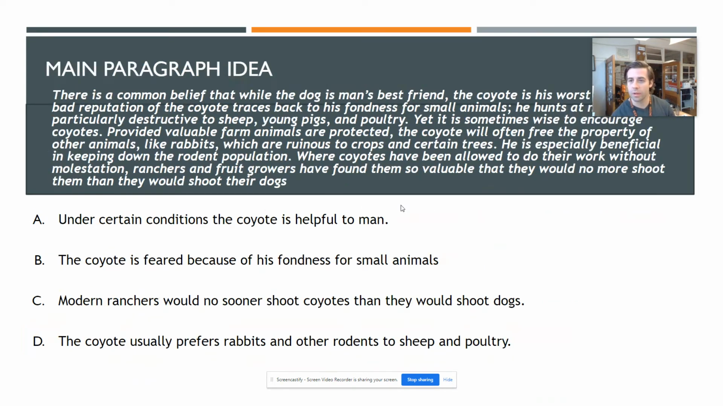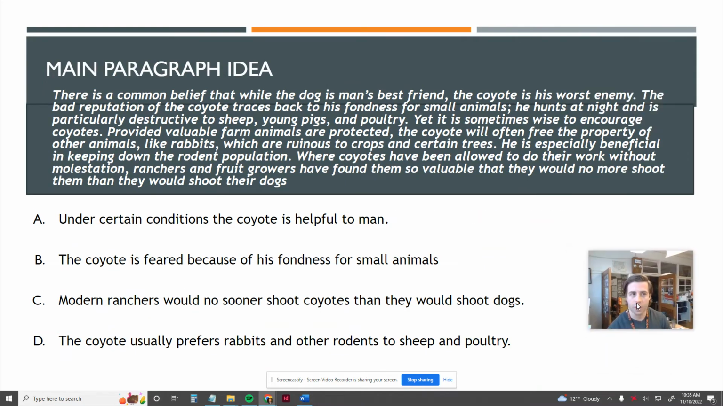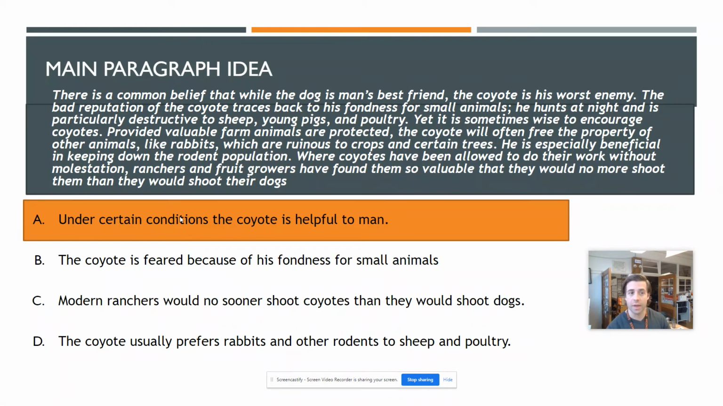So I'm going to give you a couple more practices with this. So here's, I want you to try to identify the main idea in this paragraph. Cool. Did you pause and try it? So it would be A here, right? Because we have this sentence right here. Yet it is sometimes wise to encourage coyotes.